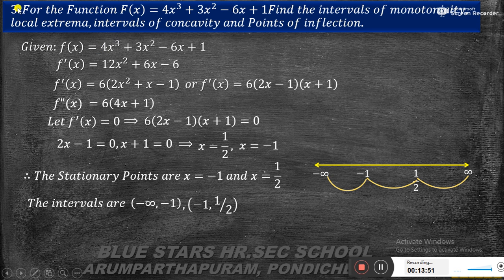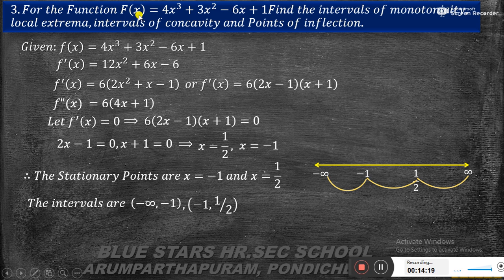Next, third problem. For the function small f of x equal to 4x cube plus 3x square minus 6x plus 1, find the intervals of monotonicity, local extrema, intervals of concavity and points of inflection. So now we find the intervals. After that, we find the answer for local extrema. Next we will find the concavity and the point of inflection.